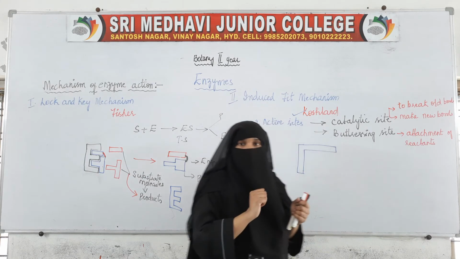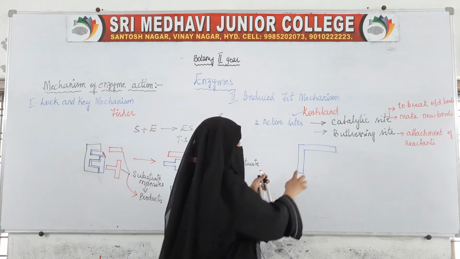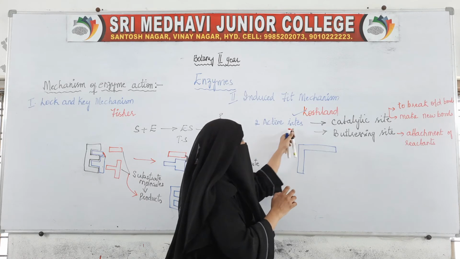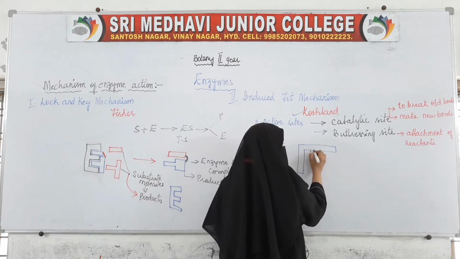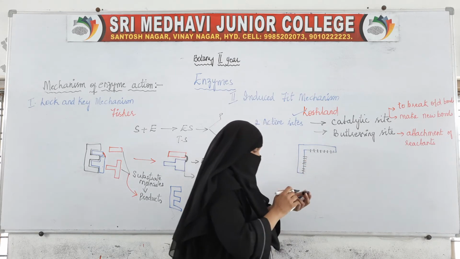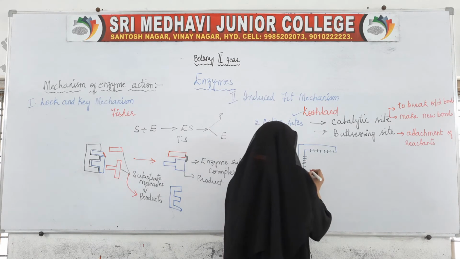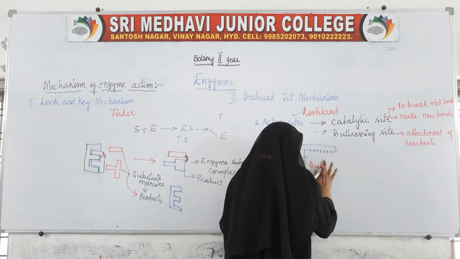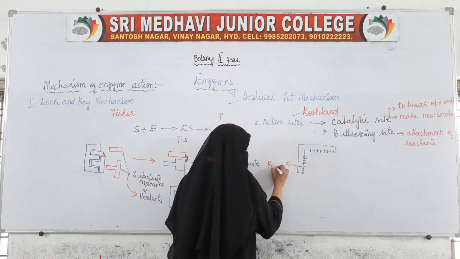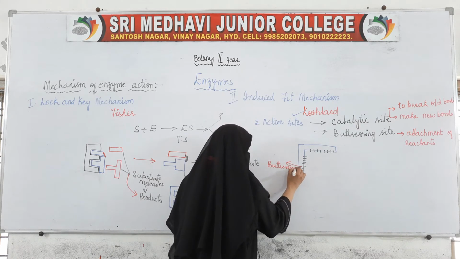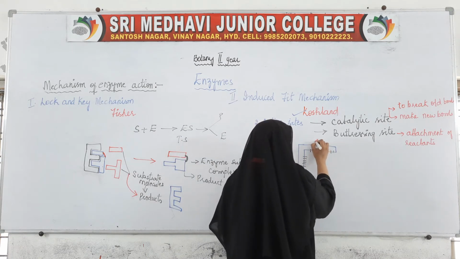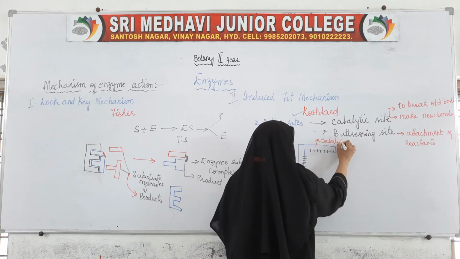So now let us see how it works. What is the mechanism? This is the structure of the enzyme, a different structure. Now we said that it has two active sites. Let us say this is one active site and this is another site on the enzyme. This site is your buttressing site, and this is your catalytic site.